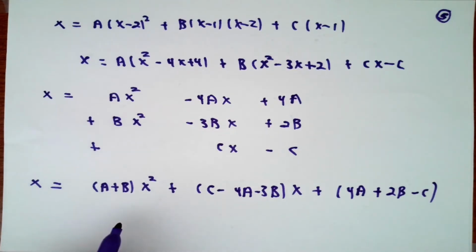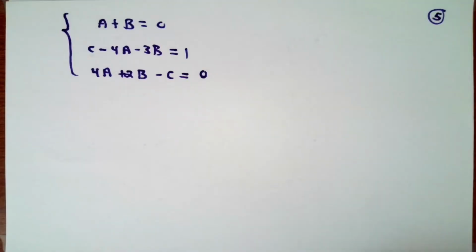There is no x squared term on the left. A plus b has to be 0, otherwise those terms are not going to match. C minus 4a minus 3b must equal the coefficient of the x term on the right, which is 1, and 4a plus 2b minus c must be 0. This gives me a set of 3 equations in 3 variables. I should be able to solve this.